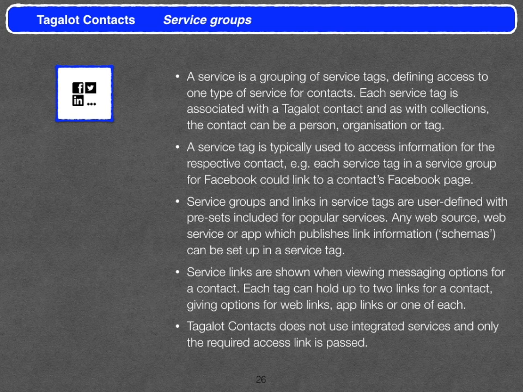Service groups and service tags are user-defined, but the app provides selectable presets for the popular service providers. The group-level details can be set up to provide a template for the creation of each service tag in the group, or the details can be entered directly for each service tag.